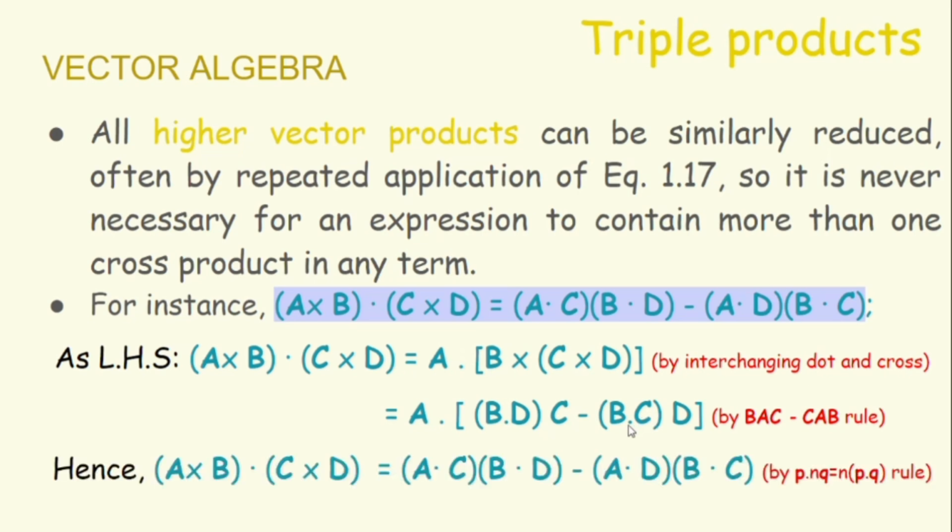So we will apply a rule here: if we have a scalar with a vector, it can also come outside the bracket. So this B dot D will come outside the bracket and A dot C will come here, and the same applies here. So this is this topic.